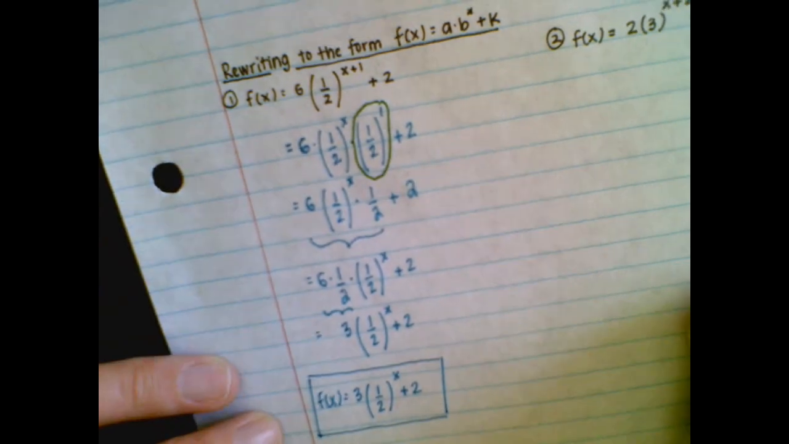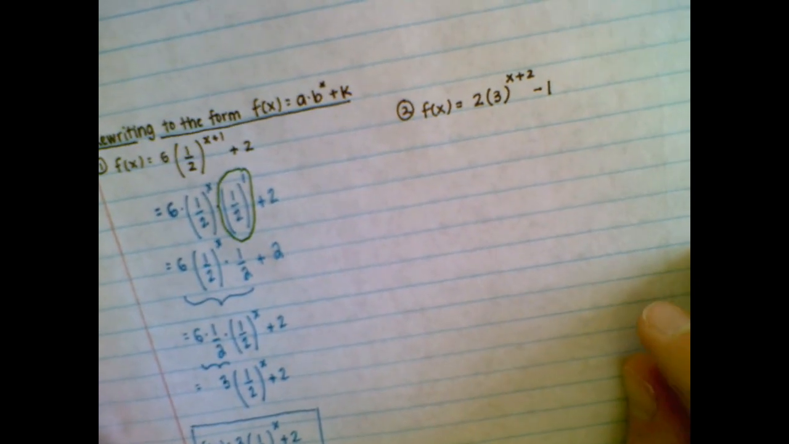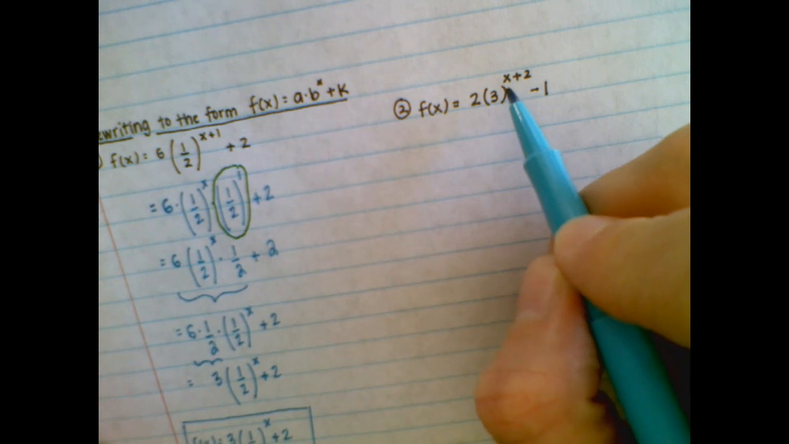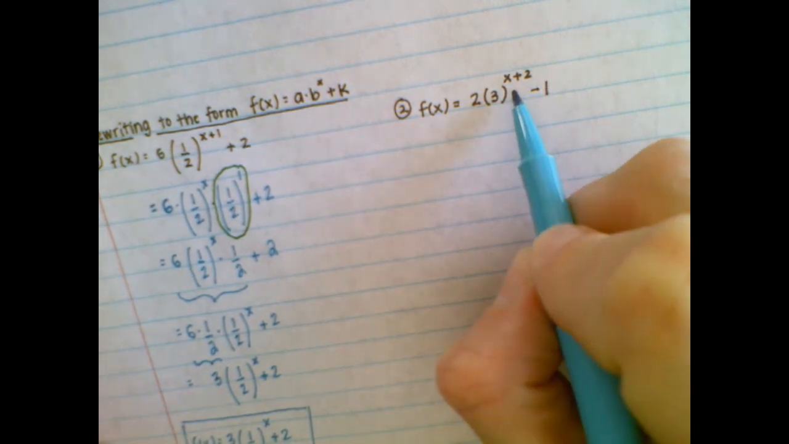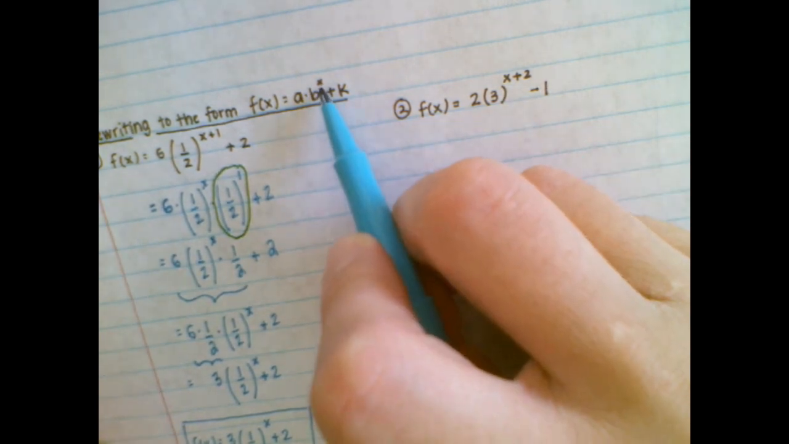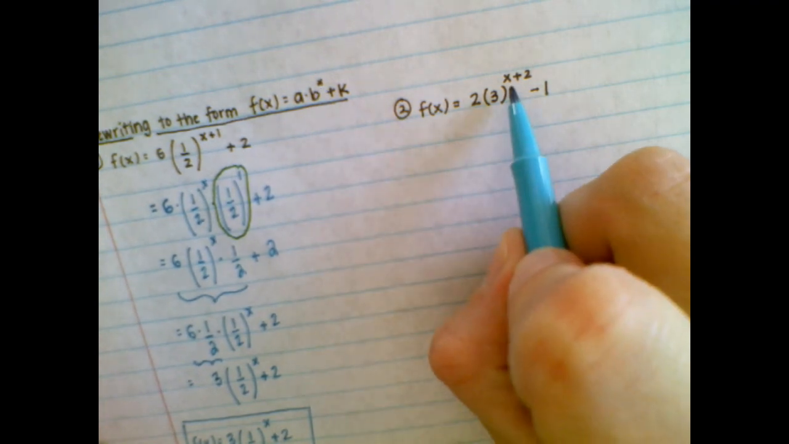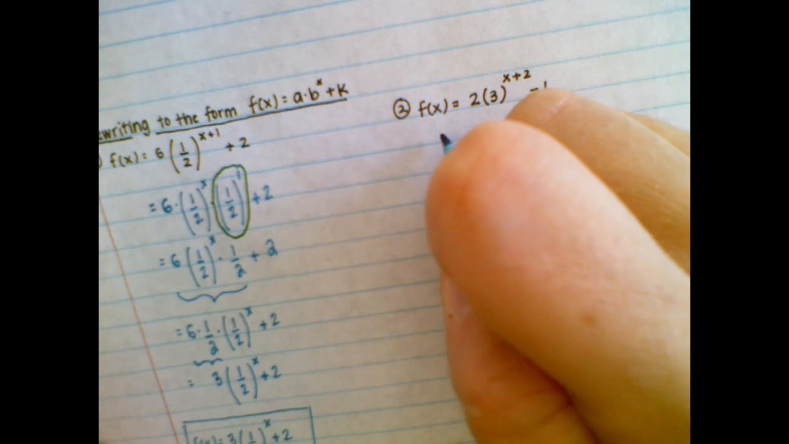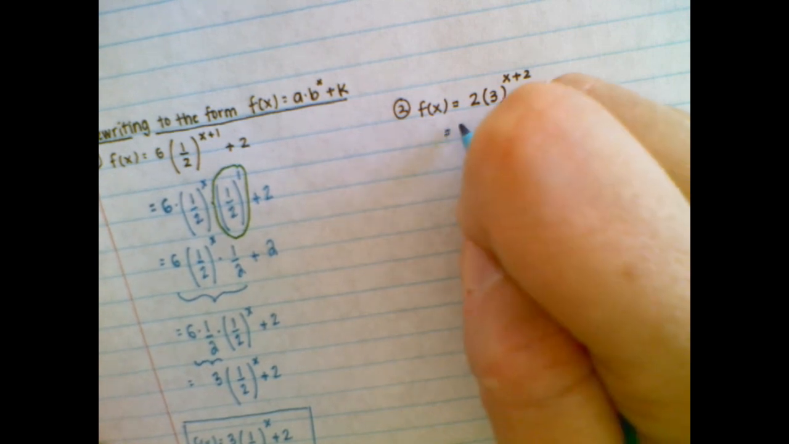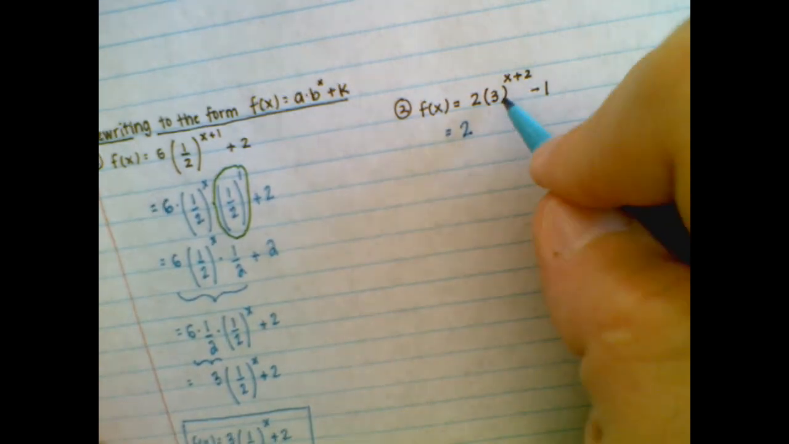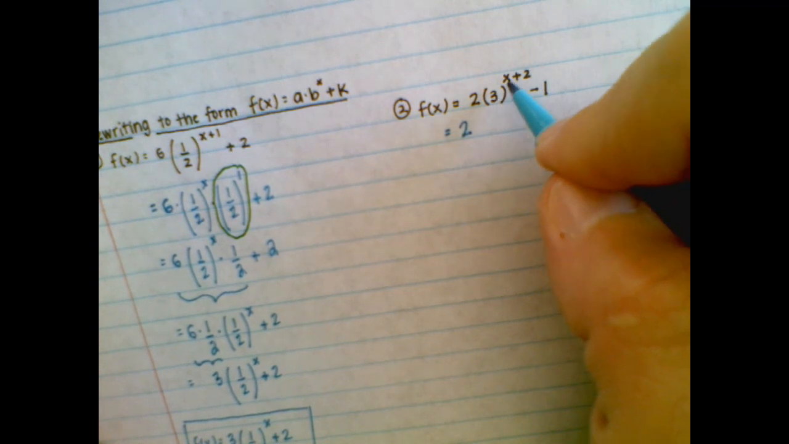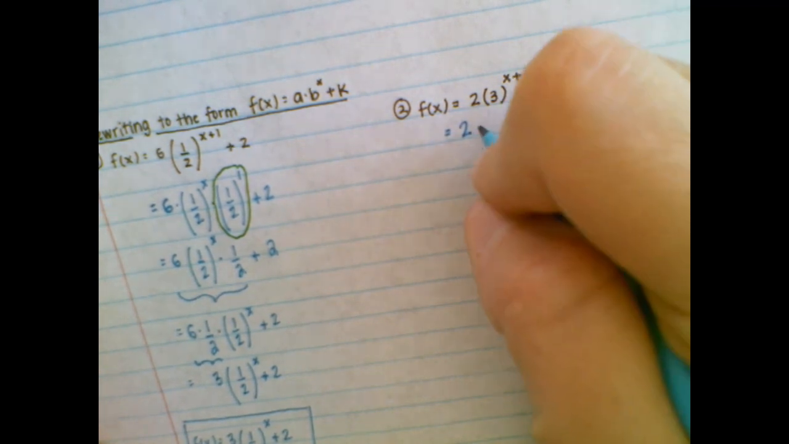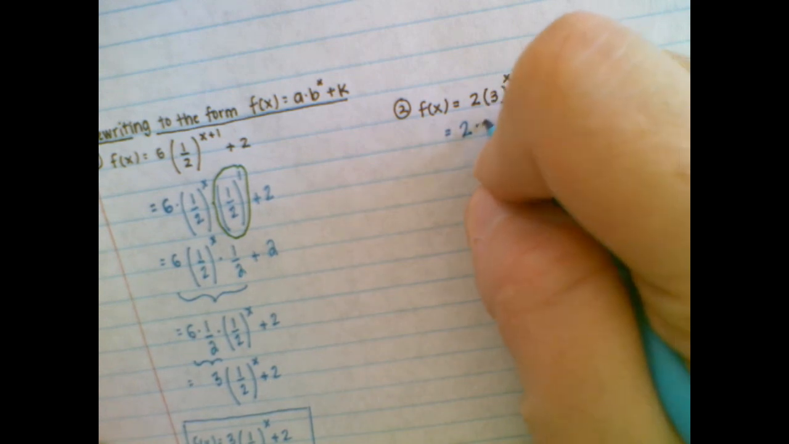So let's look at one more example. Let's say our function is now 2 times 3 to the x plus 2 minus 1. And again, it's not in the form that we want it to be in because this form only has an x in the exponent. Right now, we have an x plus 2. So I'm going to do the same thing I did in the last example. I'm going to pull down that 2, and I'm going to rewrite this base of 3, one with an exponent of x and one with an exponent of positive 2. And again, that's all going to be multiplied together.